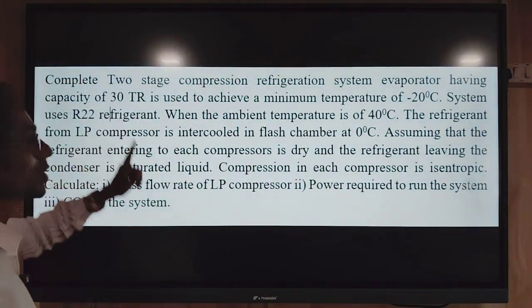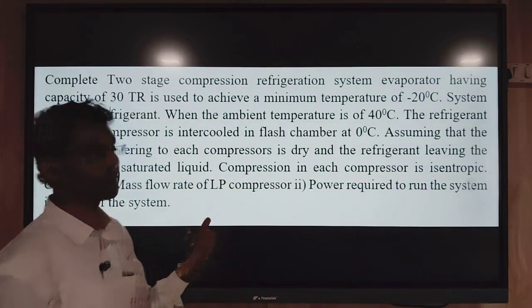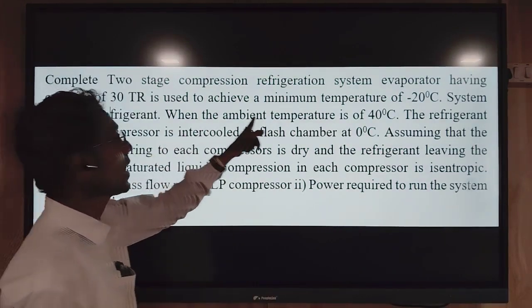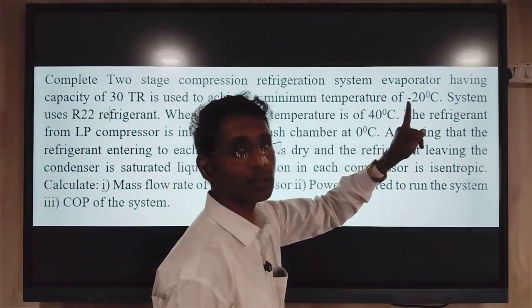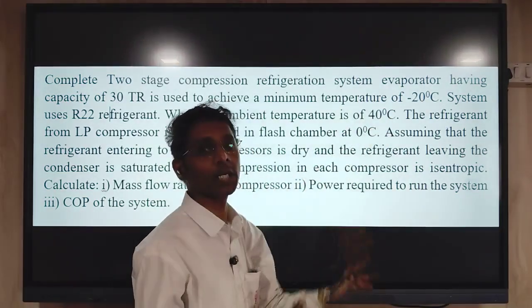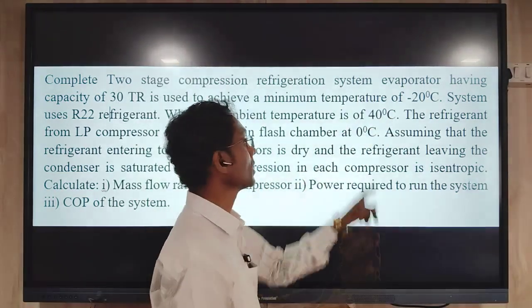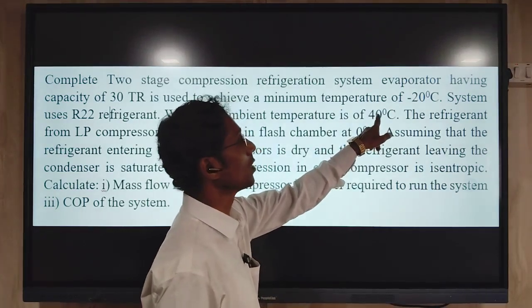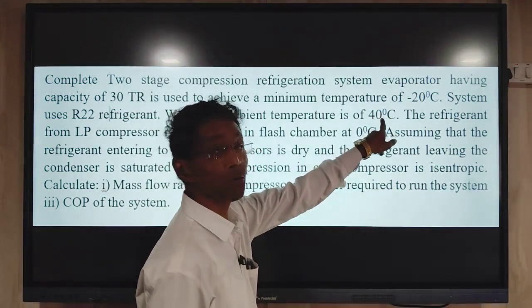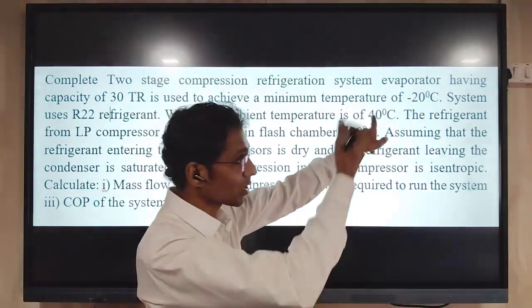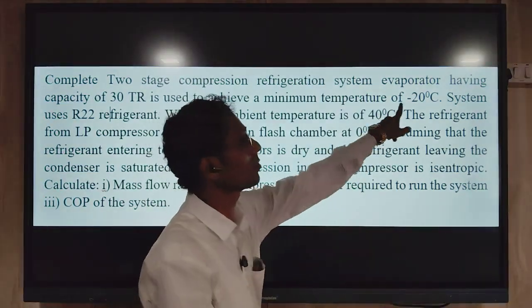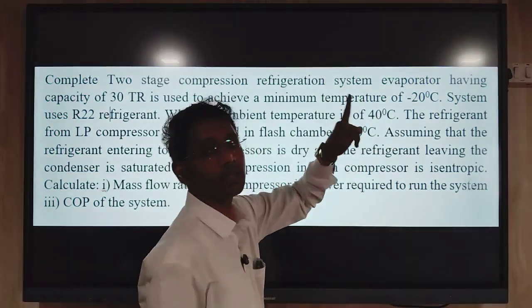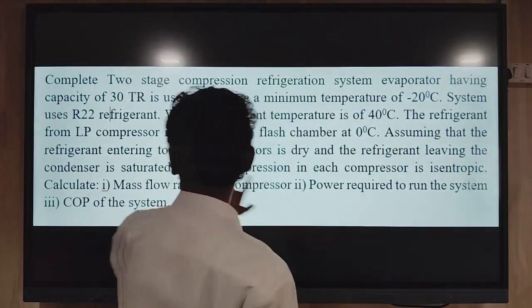The system uses R22 refrigerant, means we have to use the R22 chart. The ambient temperature is 40 degrees Celsius, this is the condenser temperature where the heat rejection process is taking place. So the condenser exit point is saturated liquid, on the saturated liquid line of the R22 pH diagram, at 40 degrees Celsius temperature we have to use.